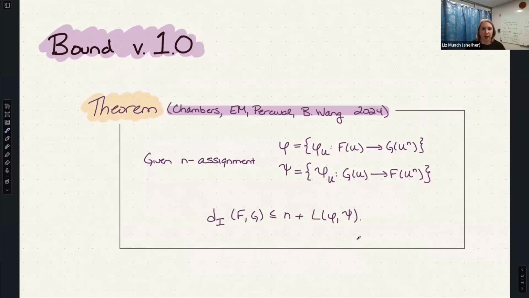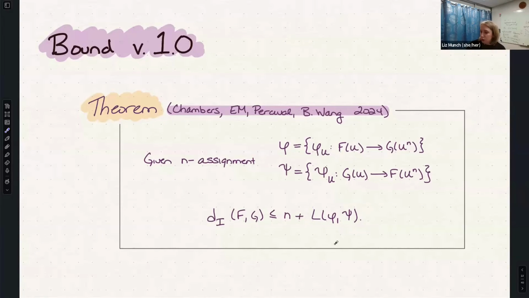Okay, so I've got this loss function, and it's basically set up in such a way that it's nearly immediate to prove this bound. All right, so you handed me an N assignment. Again, the N is provided data that comes with the fact that the original assignment was an N assignment. I compute this loss function for you, and then I can promise you that the interleaving distance between the 2 inputs is at most N plus this loss function.